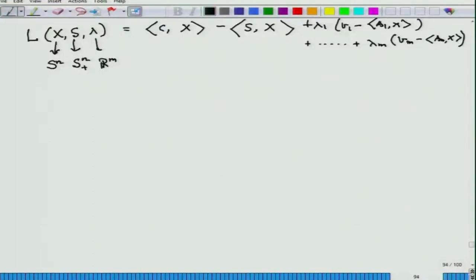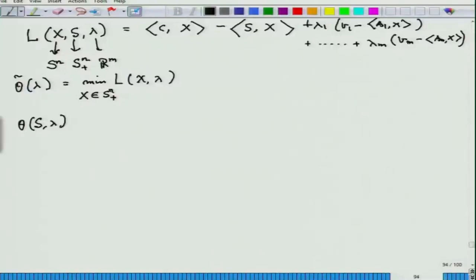Now, once you know this, I can construct my dual function as theta naught of lambda by minimizing L of x, lambda over x an element of S_n plus, or I can construct theta hat of S, lambda, and then of course maximizing. My dual problem then is to maximize theta hat over lambda. This is my dual problem.